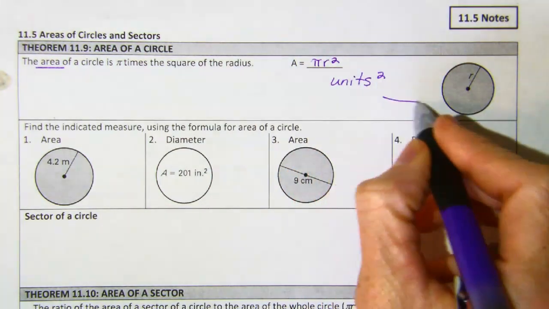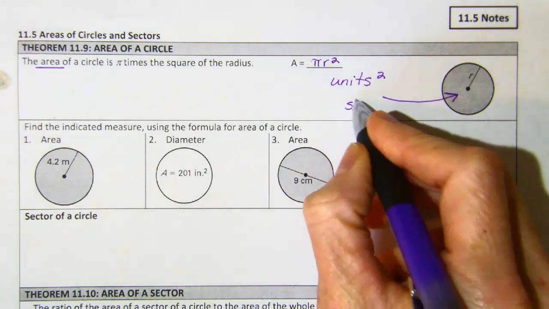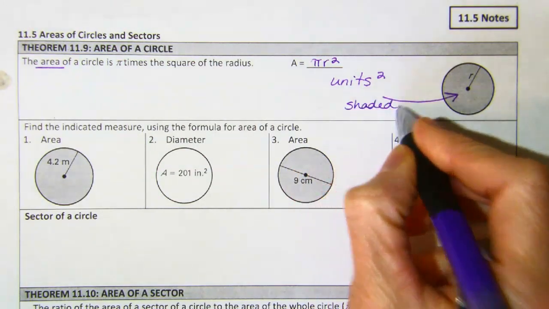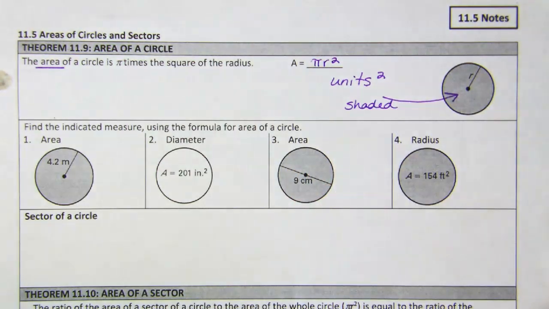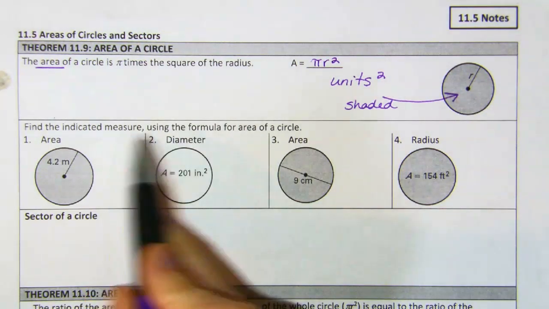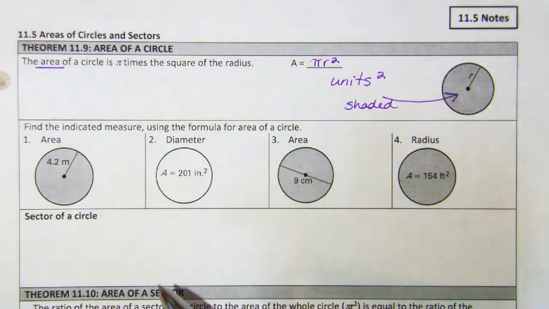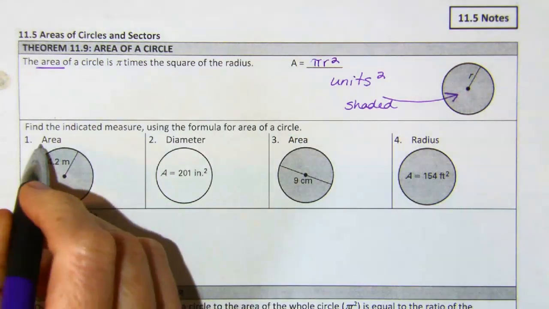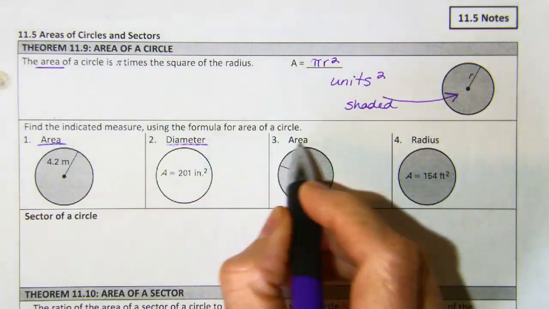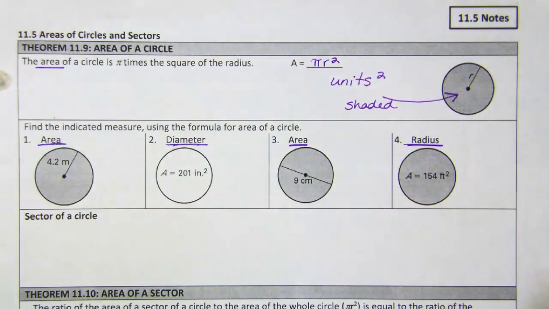And I need you to look at this circle now. Do you notice how this circle is now shaded? So now it says find the indicated measure using the formula for the area of a circle. Now it's going to ask us different things every problem, so we have to pay attention to what exactly we are finding. So the first one is the easy one.